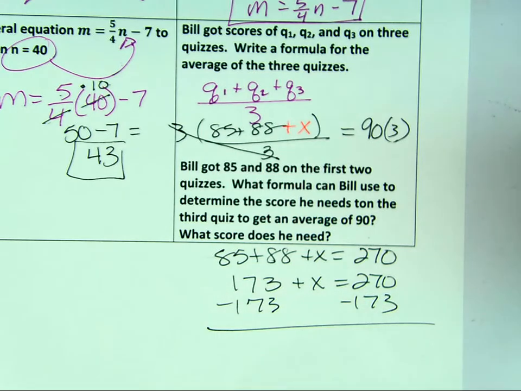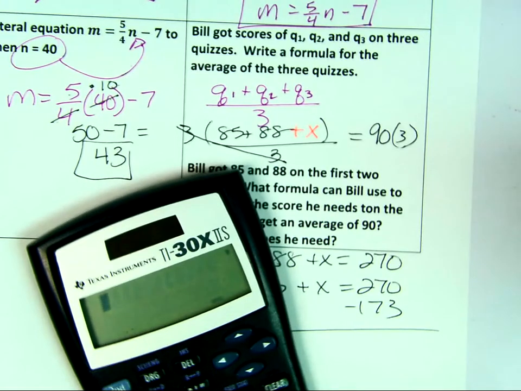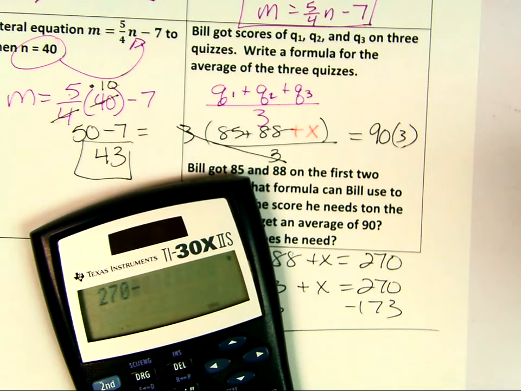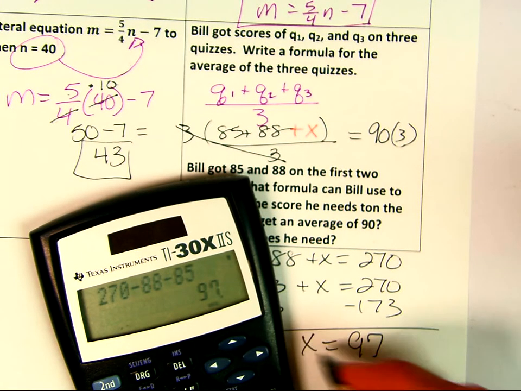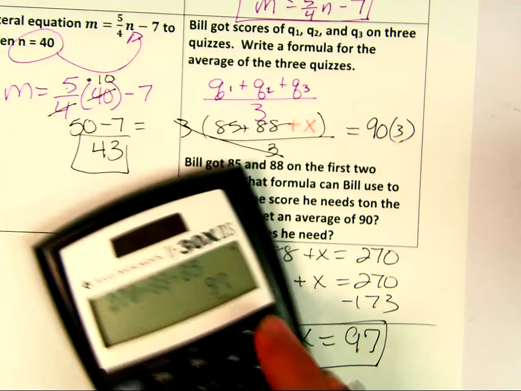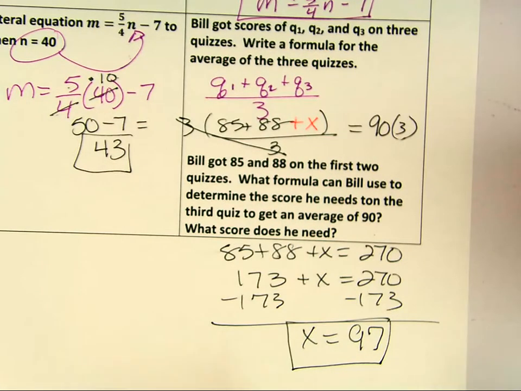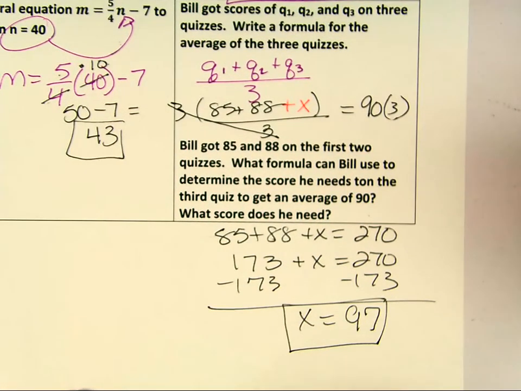And here's where I'll get my calculator out. And you could have just said 270 minus 88 minus 85. You could also have done that too. 97 equals x. So is it possible for him to get an average of 90? Yes. If he does awesome on this quiz and gets a 97, he will end up with a 90 average of those 3 quizzes. All right, that's a little bit about literal equations.